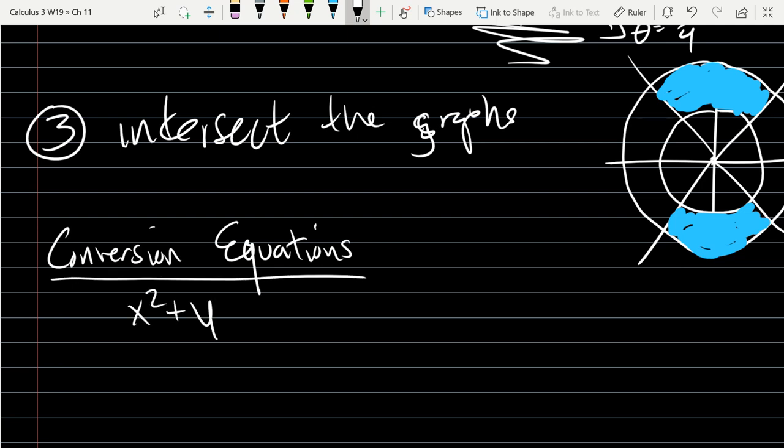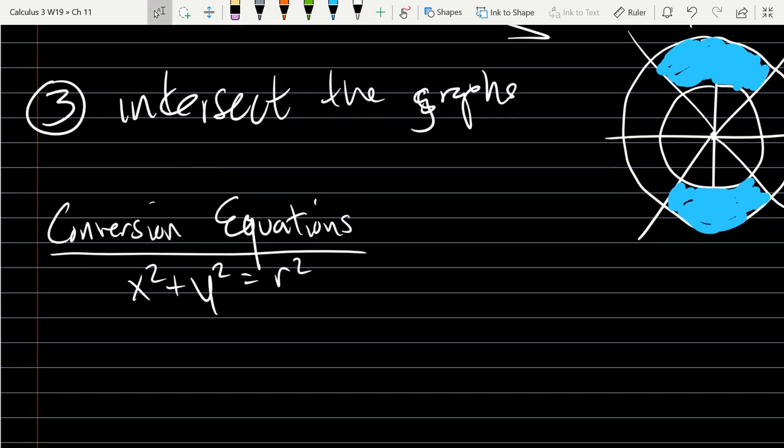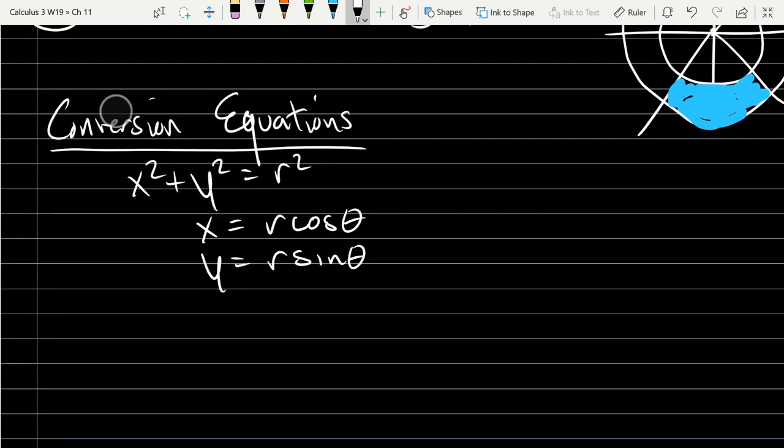So we'll start Pythagorean, x squared plus y squared equals r squared. And then, so we'll keep the rectangle on the left side, x equals r cos theta, y equals r sine theta, and then last up, y over x equals tan theta. So we're going to use these to convert.